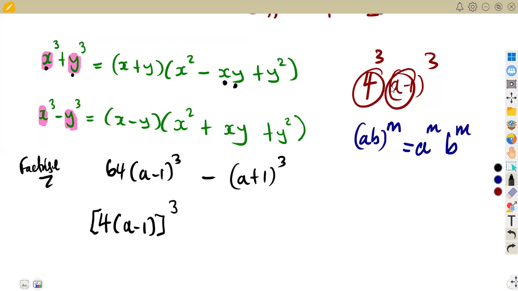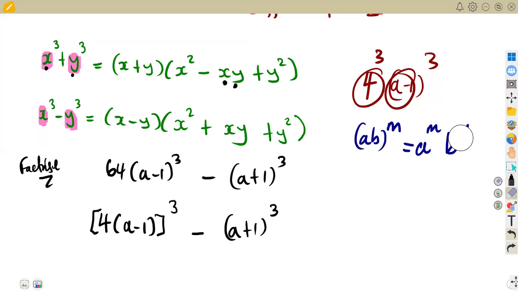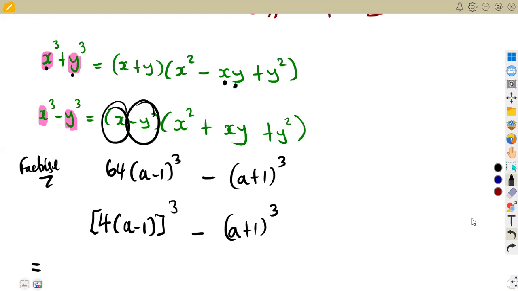Take note, we could have written this way, which is one and the same thing. Minus what? A plus 1 to the exponent of 3. So now we can properly see everything raised to the exponent of 3. We can properly see our difference of two cubes. So from the difference of two cubes, we said for us to factorize this, we're going to have what? The first minus the last.